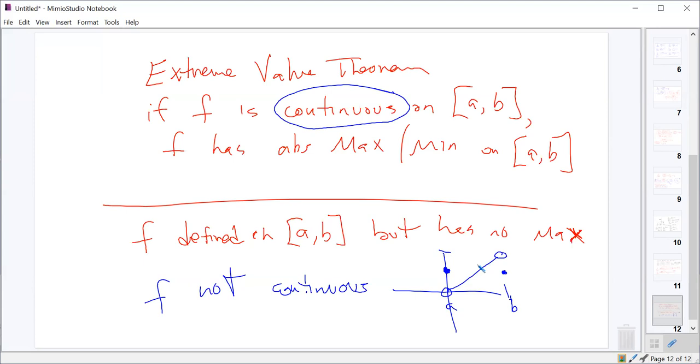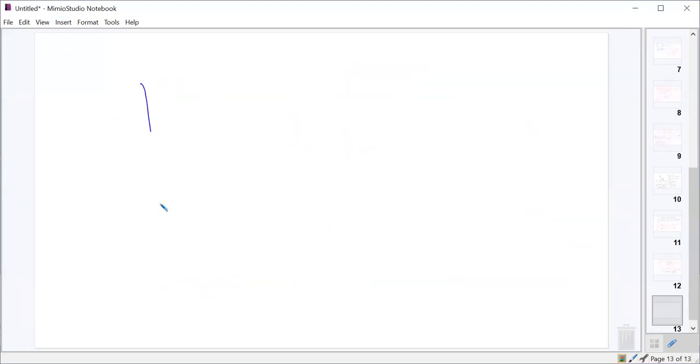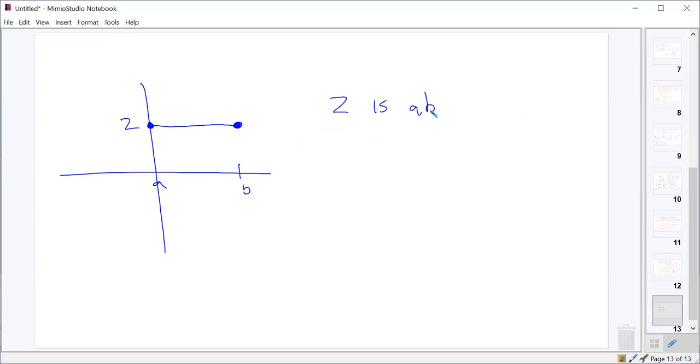I'm sorry, this is probably a really ridiculous example to bring up, but how would this work for something like a horizontal line? That's a good question. A horizontal line, so here is a to b, we'll say it's continuous on this interval from a to b, and that's fine. Let's say this value is 2, okay? 2 is the absolute max. 2 is also the absolute min. And the absolute max and the absolute min both occur an infinite number of times between a and b at every single x value between a and b.